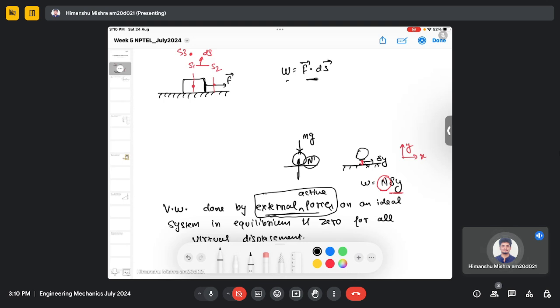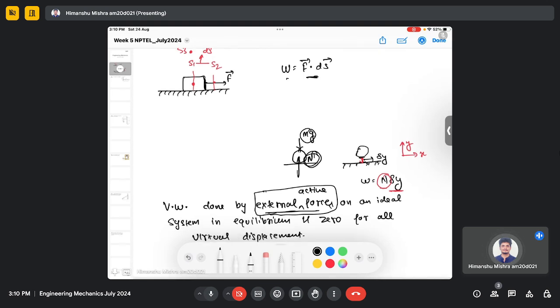So we are not making the free body diagram here, but we are making the active force diagram, in which we have to show only the active forces, and active forces are those forces which are responsible for creating the virtual work. For example, here N is an active force, mg is an active force. So these two forces are responsible for some virtual work, and we need to take these two forces into account when we are using the virtual work principle.